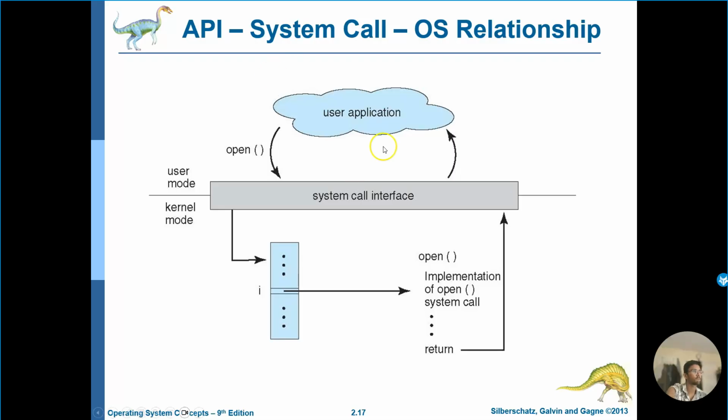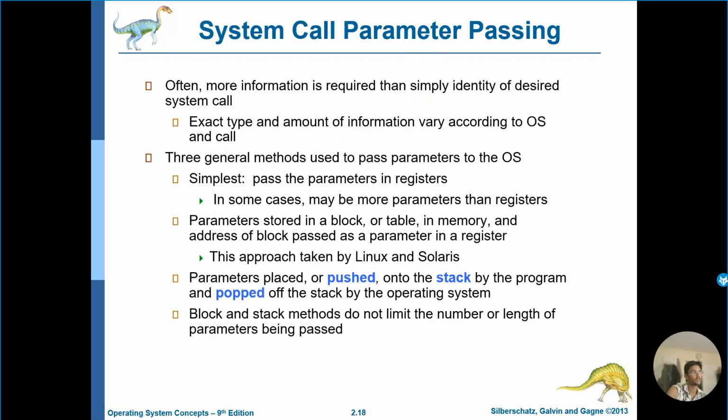So this is the relationship. The system call interface acts like a middle section between user mode and kernel mode. You have the user application, and they send an open request. This is the API here. They send an open request to the system call interface. Using that API, it maps to whatever happens behind the scenes, processes that, and returns it back to the system call interface, and that returns it to the user application. Right, so now we're coming to system call parameter passing.